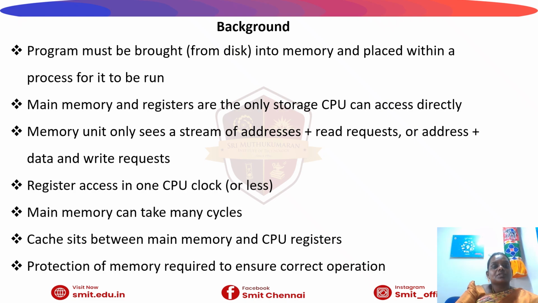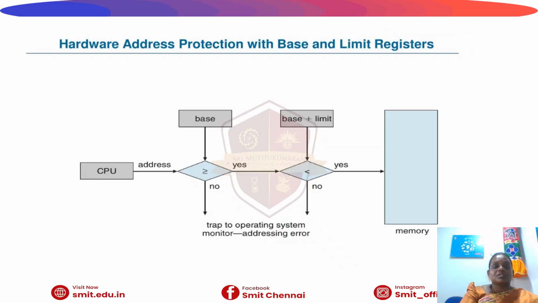Main memory and registers are the only storage the CPU can access directly. Register access takes one CPU clock cycle or less, while main memory access can take many cycles. Cache sits between main memory and CPU registers. Protection of memory is required to ensure correct operation.